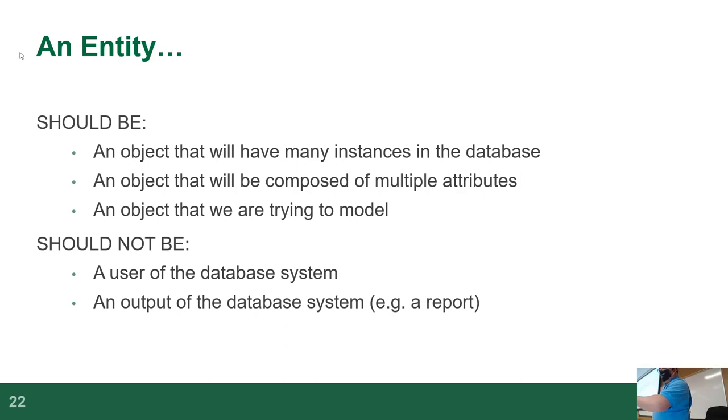Previous slide. An output is a report, an invoice. So for example, you bought something on Amazon. You get an email saying, hey, you bought this for this much money. That is an output. You don't store that email in the database. Well, Amazon might, but you usually don't store the email itself in the database.